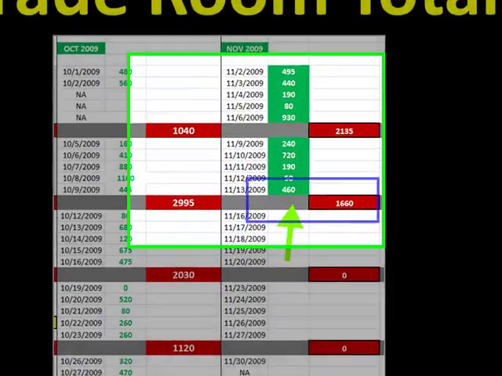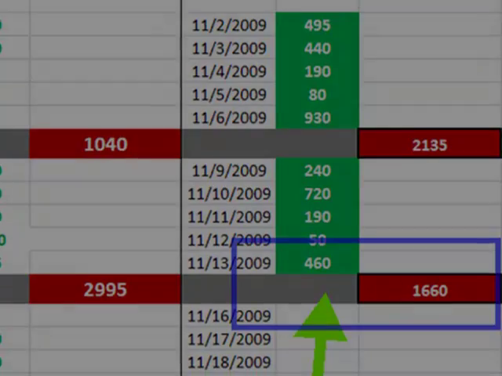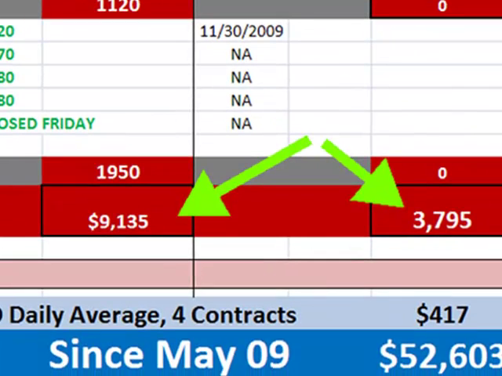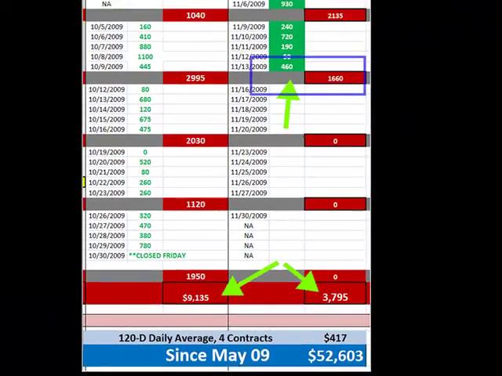46 ticks, that's $460 in our pocket. Weekly total 1660, monthly total down bottom here at 37.95, and of course we are shooting for that $10,000 goal this month. We've got to make up some ground here though. We've got 2 full weeks left. We'll keep you guys posted as we make our way through the month of November.